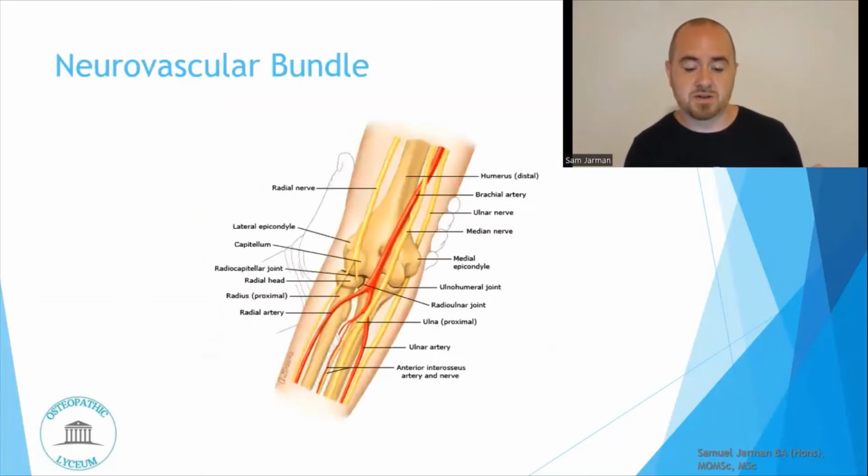Now, the neurovascular bundle here, so we're really looking at the radial and median nerves, as well as the musculocutaneous nerve, because the biceps brachii is one of the primary supinators. So the musculocutaneous nerve is involved, the median nerve and the radial nerve are also involved, depending on the specific muscles that you're looking at.